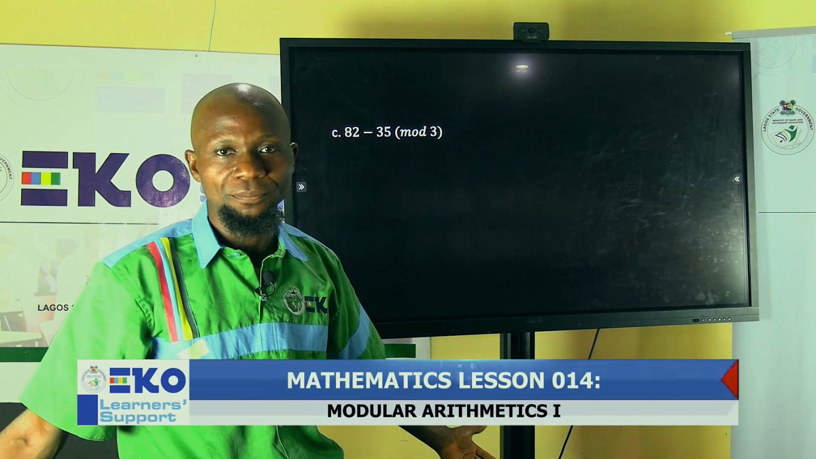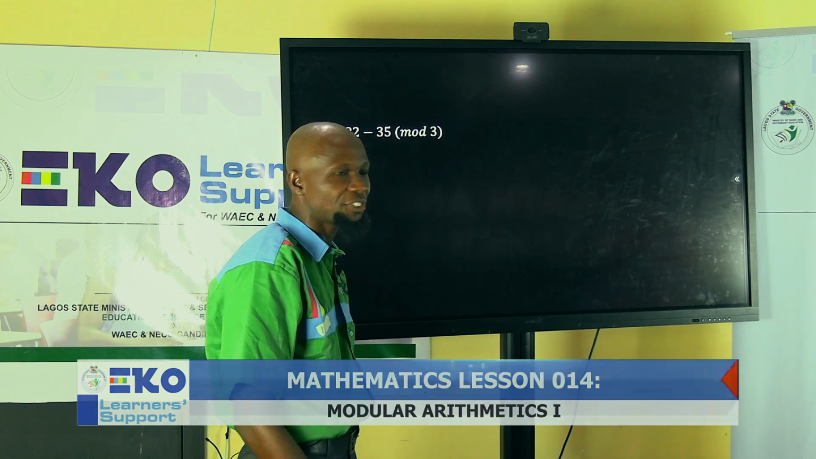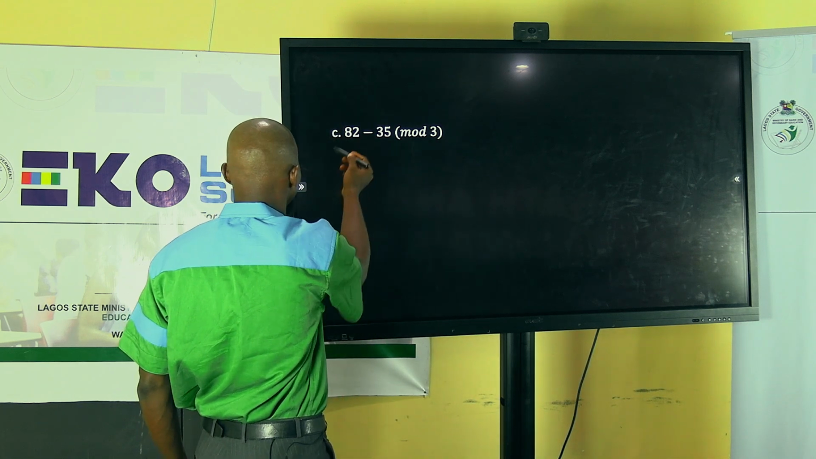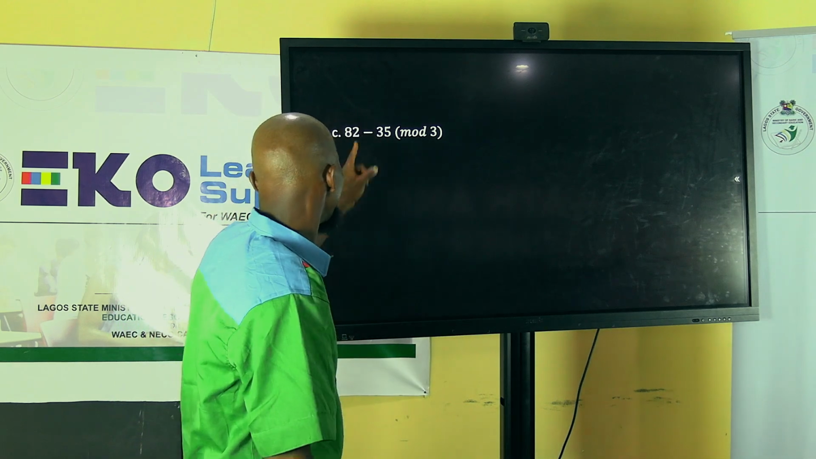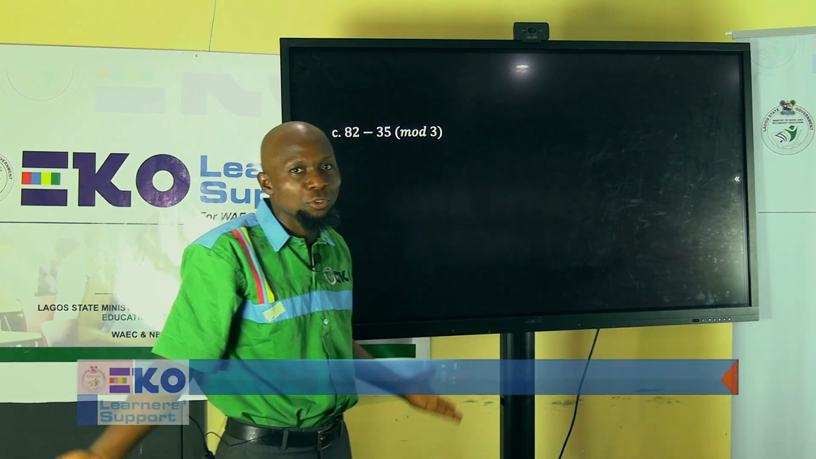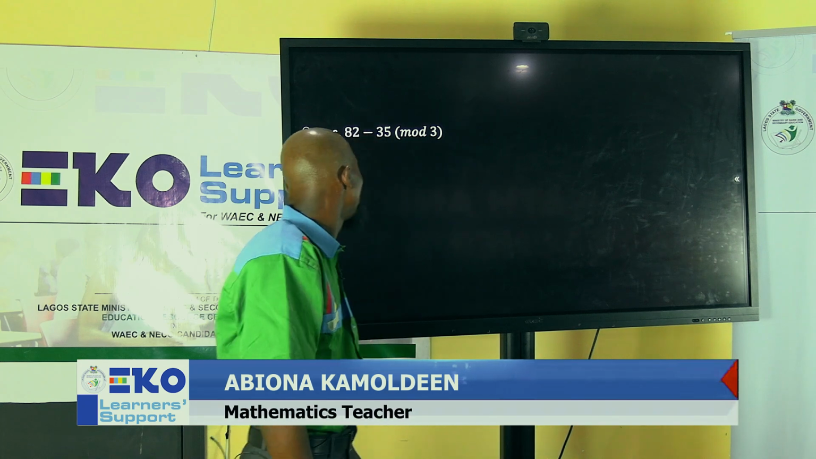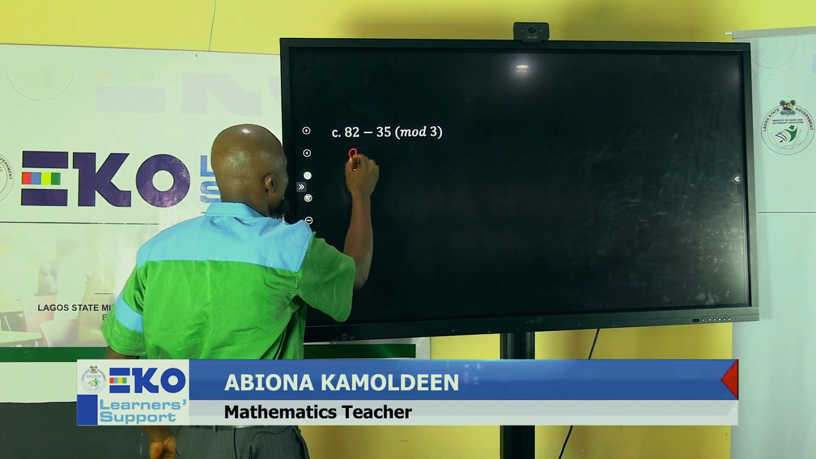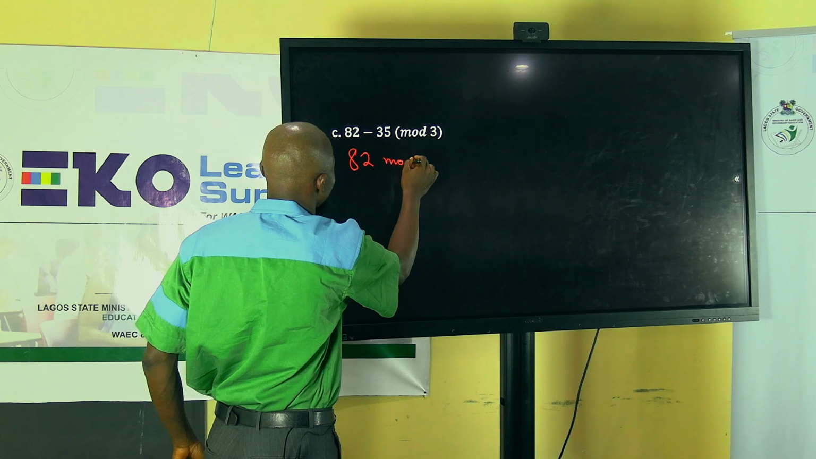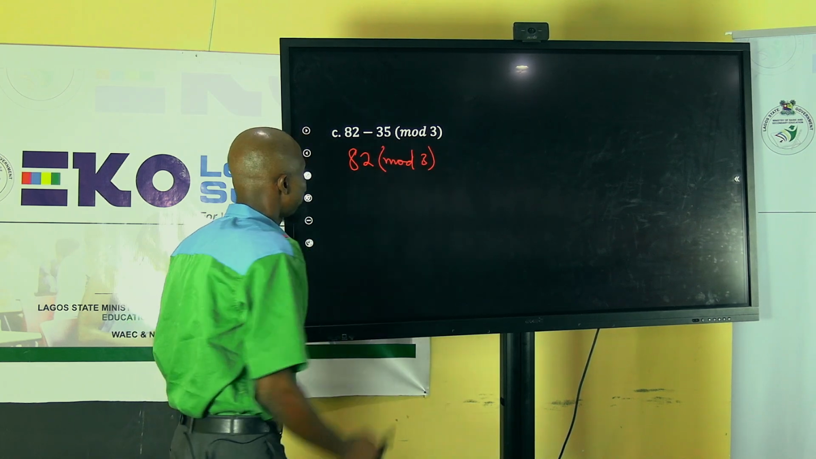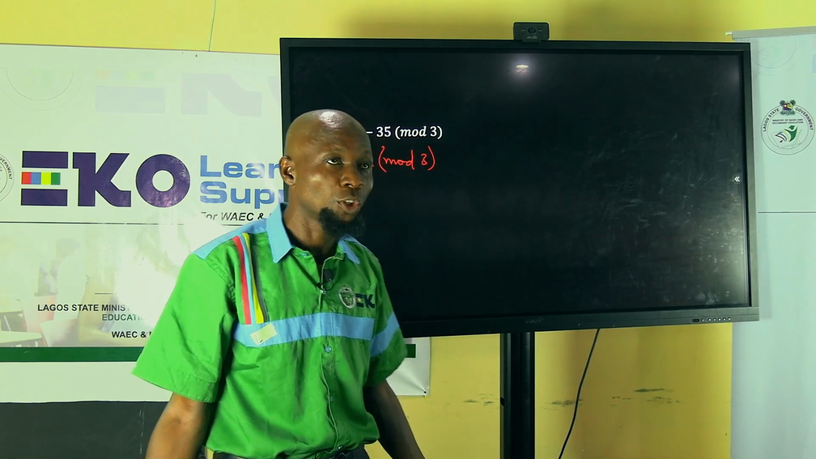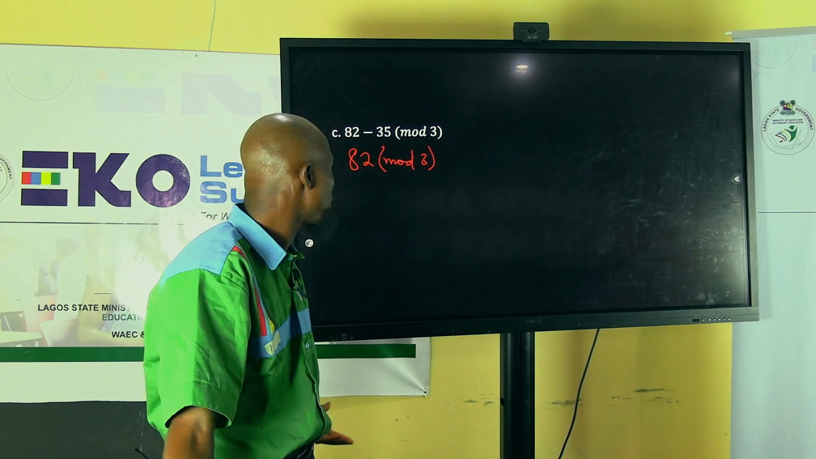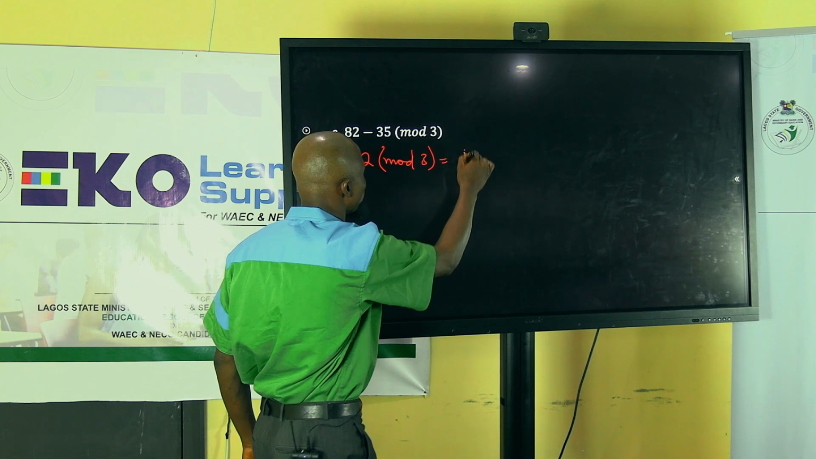82 minus 35 modulo 3. How do we do that? Just the same way we did the others. So let's look at this together. 82 minus 35 modulo 3. You don't need to subtract before you go on. So what do we do? Let's pick 82 modulo 3. What is that? Divide 82 by 3. What will be the remainder? You know 81 is a multiple of 3. So 82 minus 81, the answer to that is 1.